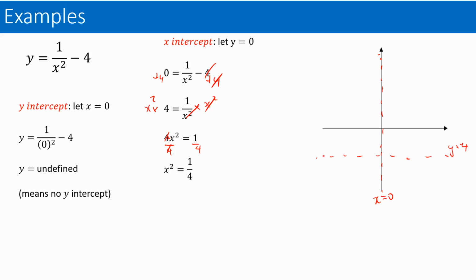Square rooting x squared will cancel out the squares. Yeah. I get x equals the square root of a quarter. Now when you're square rooting a quarter, what can you square root? How do I write my answers here? What's the square root of a quarter? Rachel, what's the square root of a quarter?